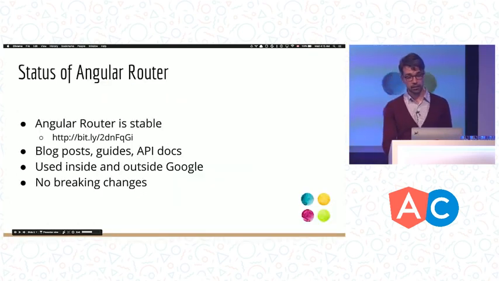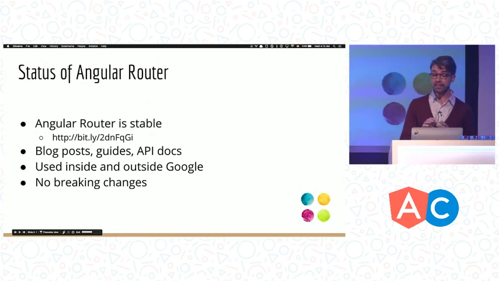All right, so the status of the project. So the router is stable. We released the final version a couple of weeks ago, and you can read the announcement if you go to that URL. The router is well documented. You can find a lot of articles, blog posts, guides, API docs online. I wrote a book about the router, which you can find online as well. It's used inside and outside Google.